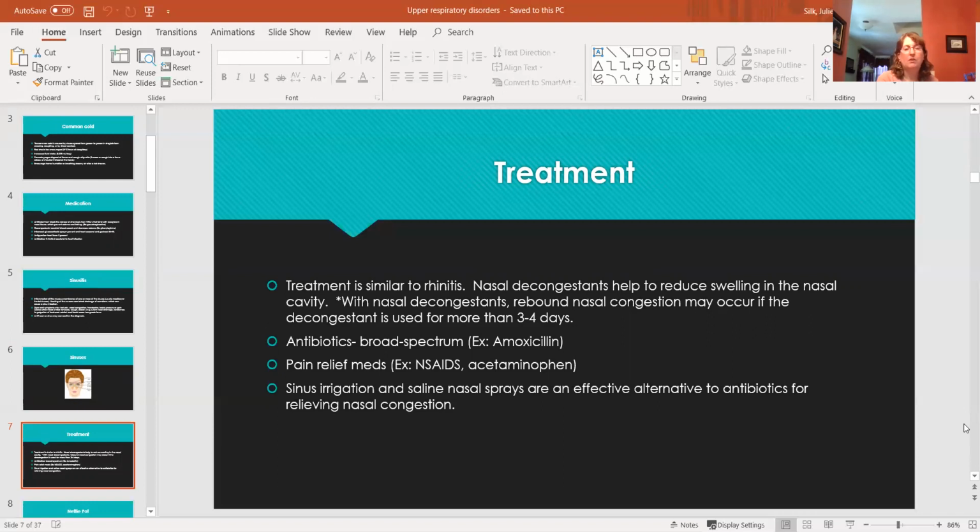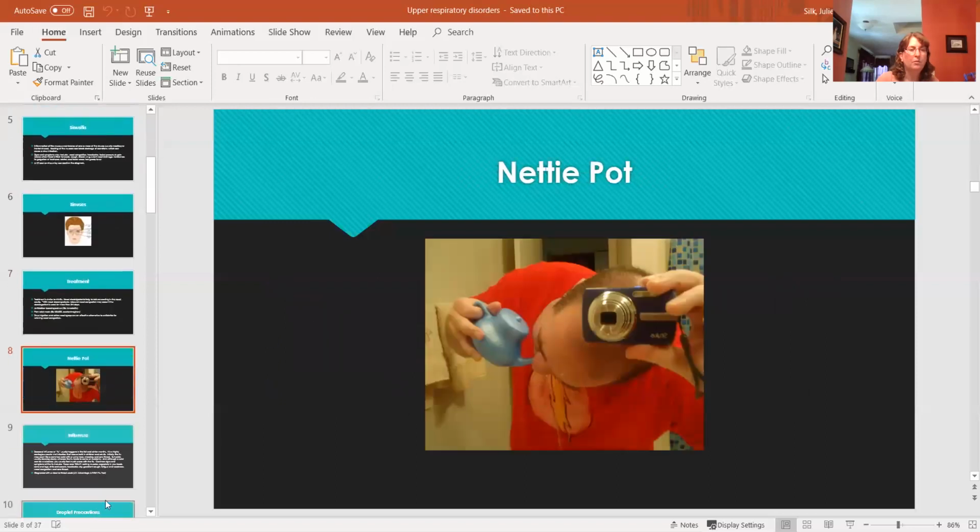Again, you're going to treat some of their symptoms as well. So you could put them on pain relief or have them do sinus irrigation with saline nasal spray or something like that. And then I have a picture here of a neti pot. A neti pot is something you can get over the counter. This will help clean out your sinuses from all that drainage.